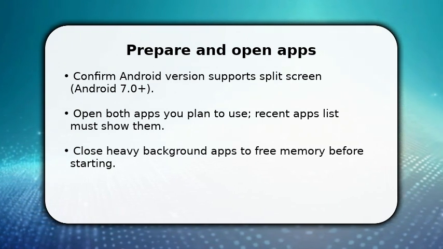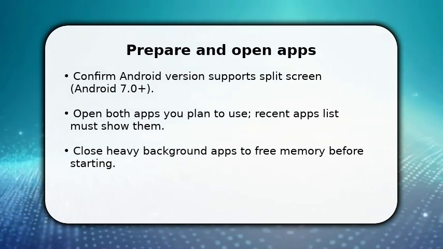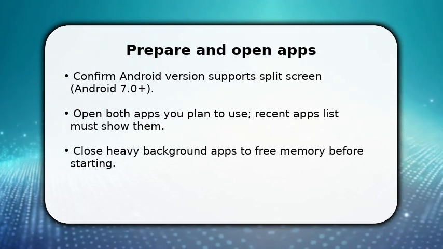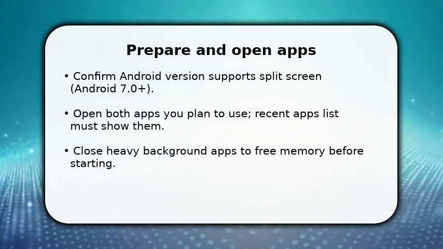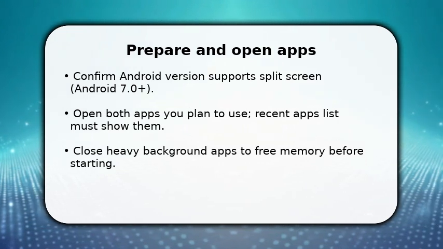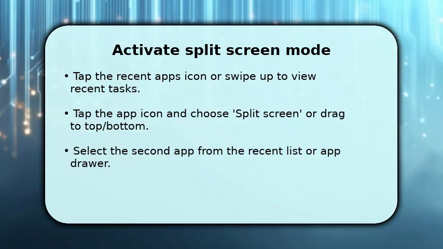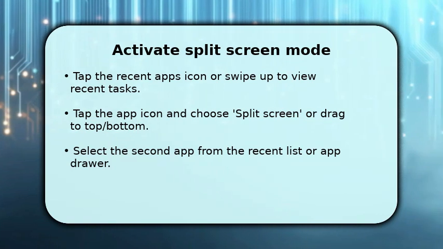Now, access the Recent Apps button or gesture. This is the first actionable step to convert those open apps into a split screen pair. Next, open the Recent Apps view. Tap the Recent button or swipe up depending on your navigation.